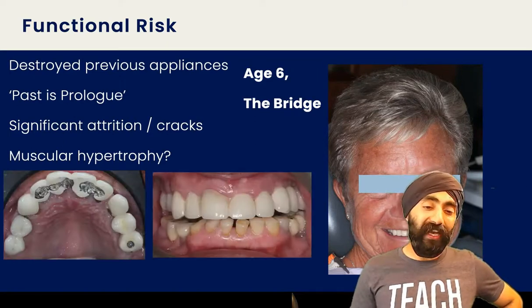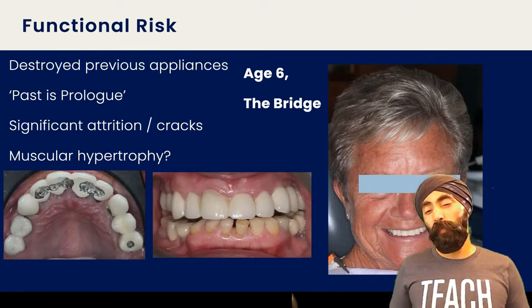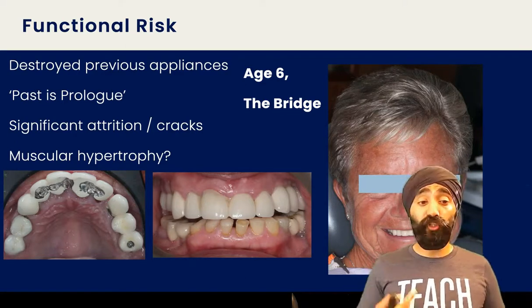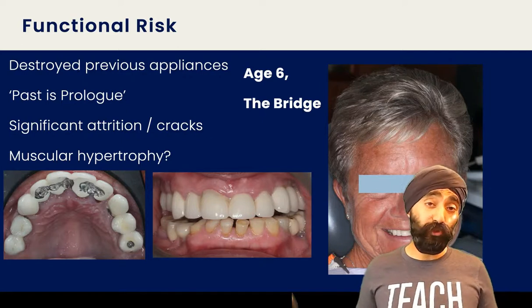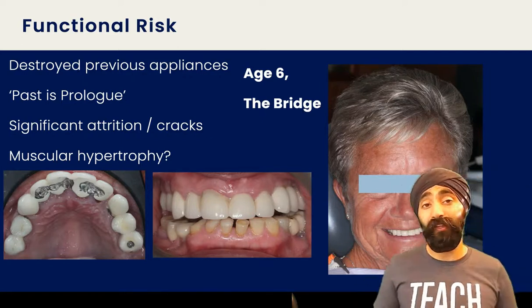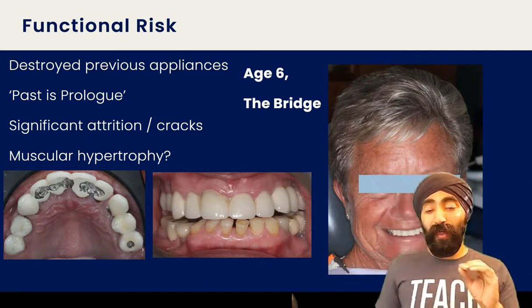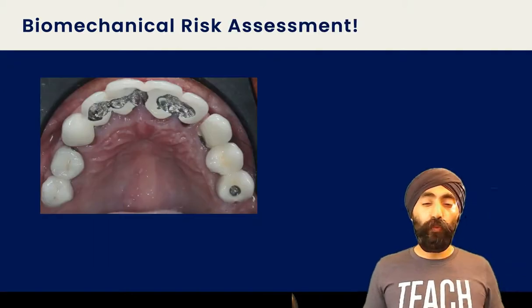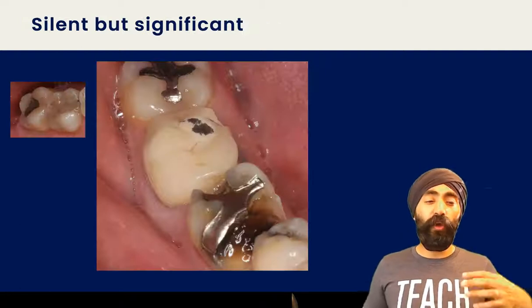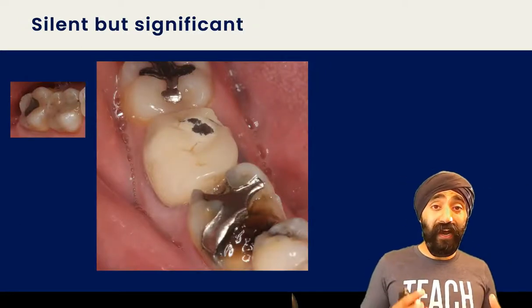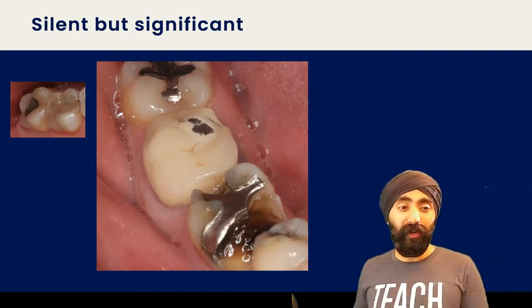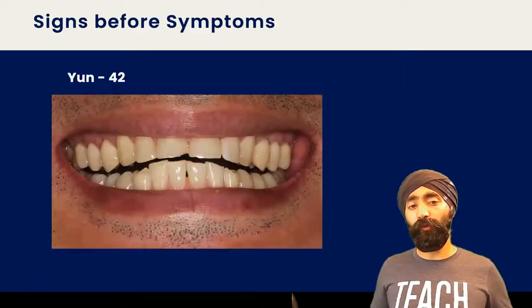What if I told you that, yes, Angela might be 72, but the bridge is just 6 years old? That is a lot of destruction. She's perforated a metal ceramic bridge. You can see a perforation on the upper left one. So this is huge. We know that Angela is very high functional risk, so we need to do a biomechanical risk assessment. We need to notice these often silent but significant findings like exposed metal, chipped ceramic, significant wear facets all around.